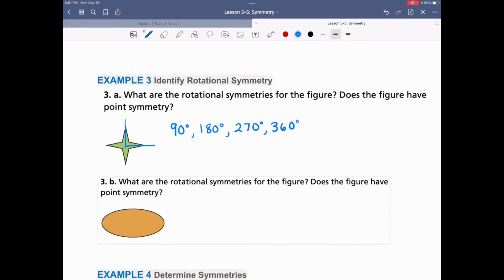And the point of symmetry is here in the center because that's what we spin around. What are the rotational symmetries for this figure? All right, so it's going to spin around itself in the center right here. And 90 degrees would not work, but 180 degree rotation will. So that's the only one. And you could also say 360 degrees.